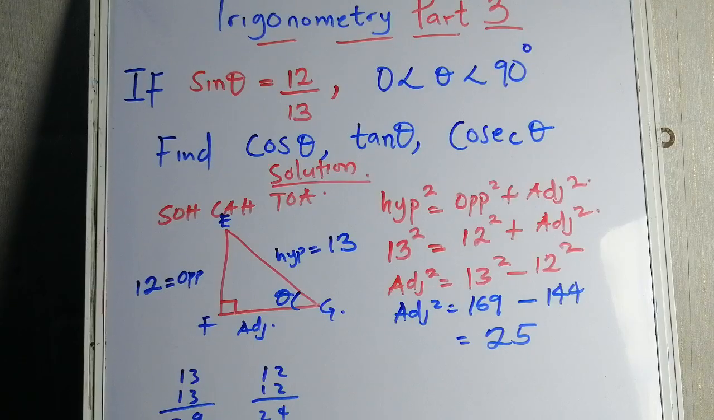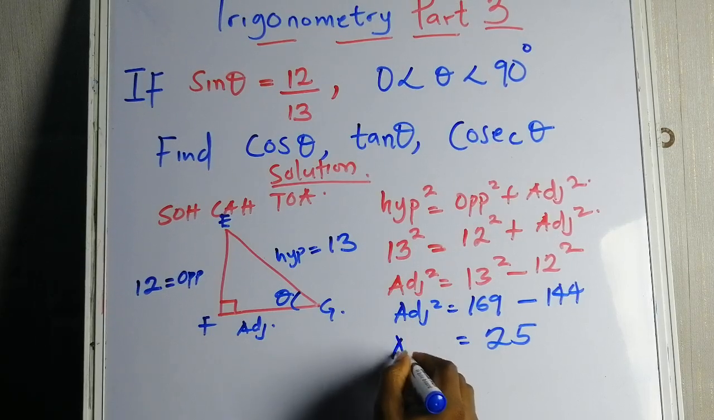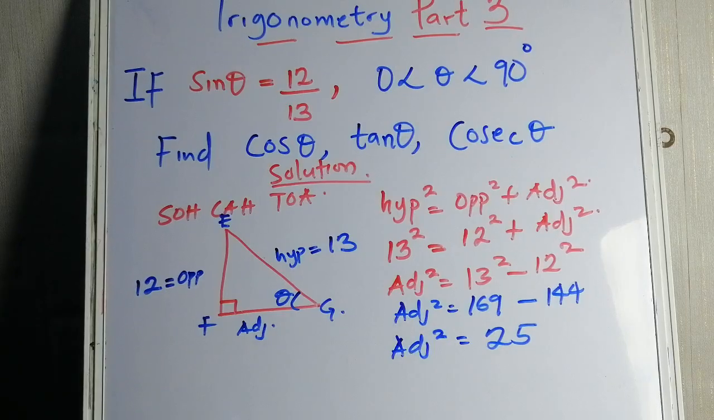Okay? 169 minus what? 144. 169 minus 144 will give us what? 25. Okay? So from here, look at it. Don't forget that this is squared. Adjacent squared.